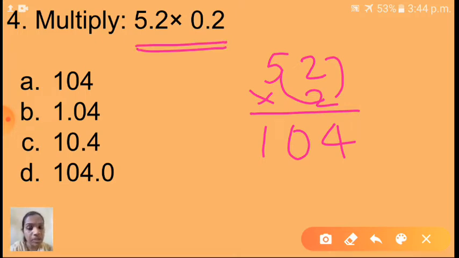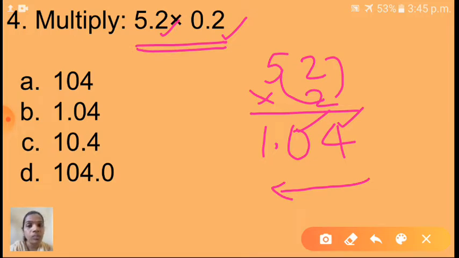So after the decimal point, how many digits are there? You have to count. Here one digit and here also one digit. 1 plus 1 is 2. So in the answer also, 2 digits will come after the decimal point. You have to count from right towards the left side. 1, 2. So here you have to put a decimal point. That means 1.04. That is your answer.